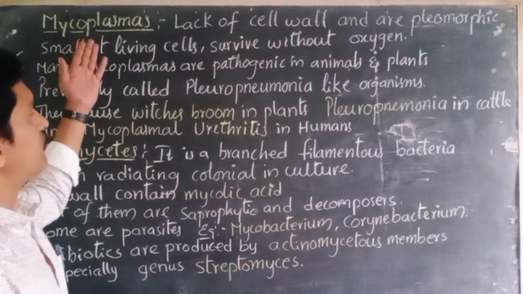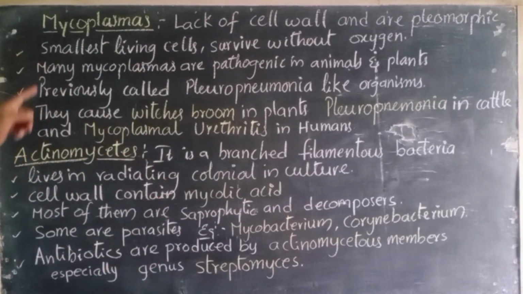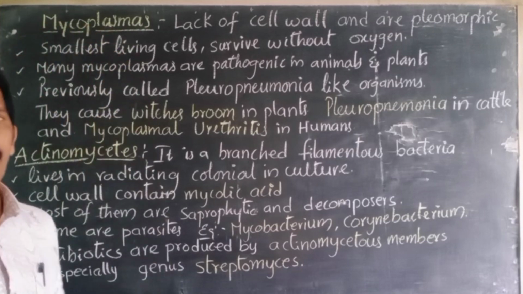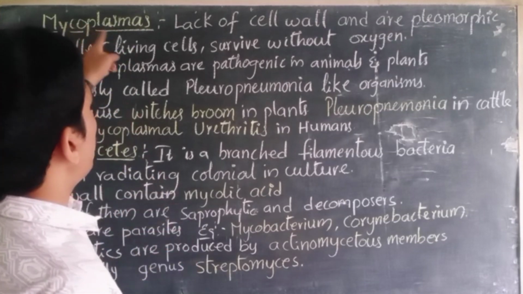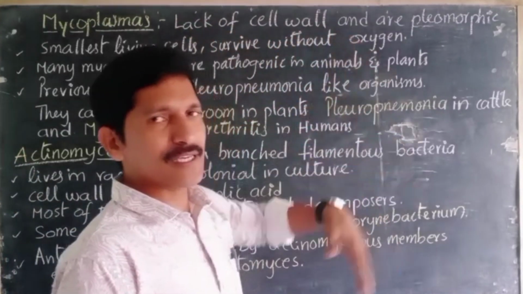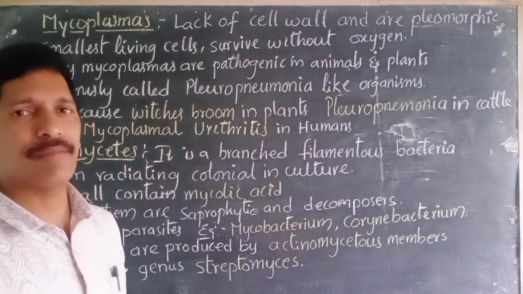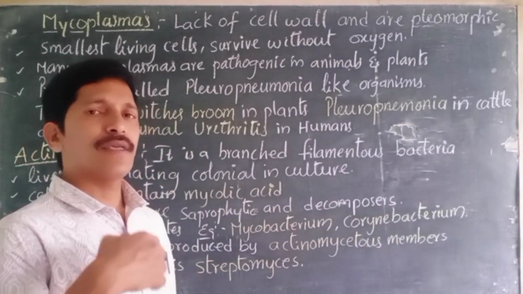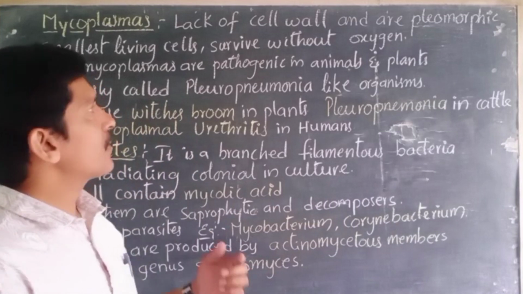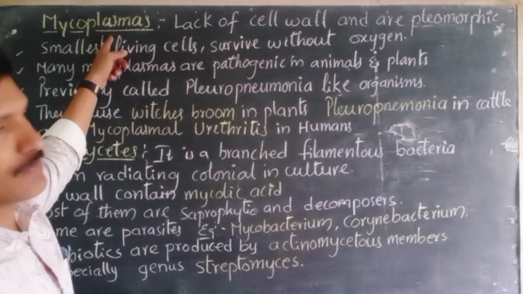To discuss the two subclasses of monera: one is mycoplasmas and the other is actinomycetes. Let us see the characteristic features of mycoplasmas. The first characteristic feature of mycoplasma is the lack of a cell wall. We have discussed previously that around the bacterial cell there is one more extra layer after the cell membrane, that is nothing but the cell wall, and that is absent in mycoplasmas.